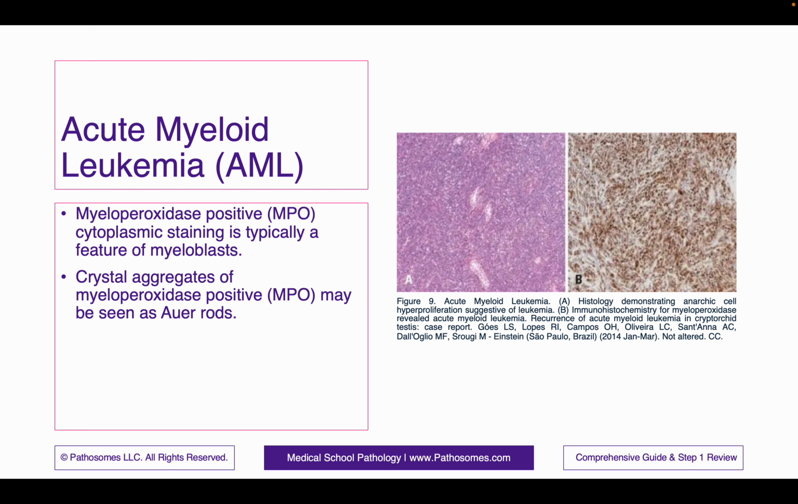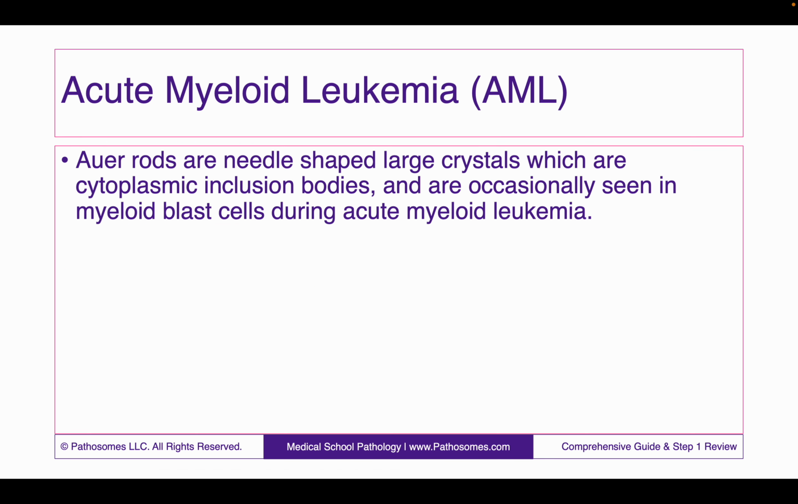You have to know that. Auer rods. Now, what are Auer rods? Well, Auer rods are needle-shaped large crystals which are cytoplasmic inclusion bodies and are occasionally seen in myeloid blast cells during acute myeloid leukemia.